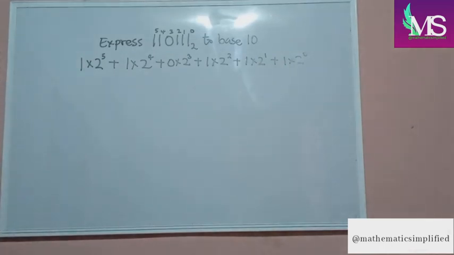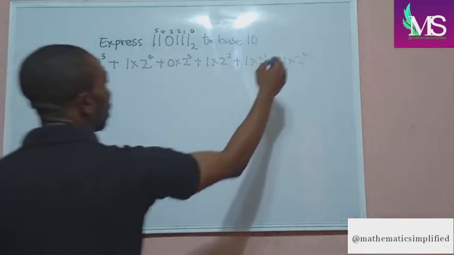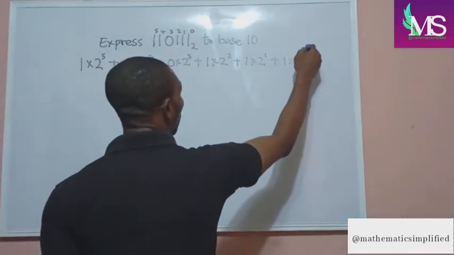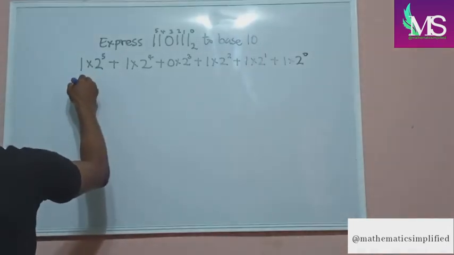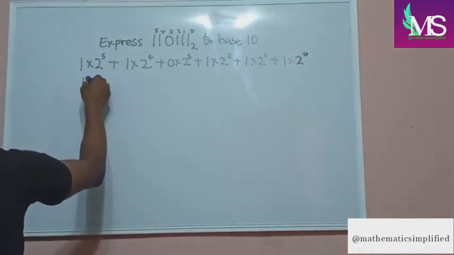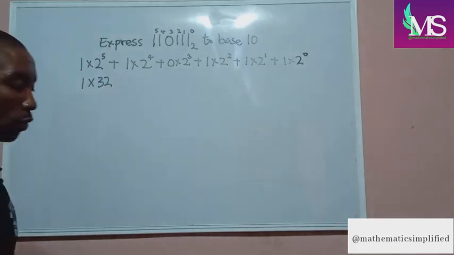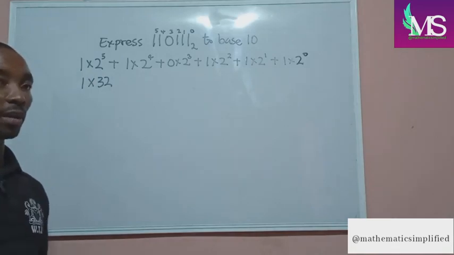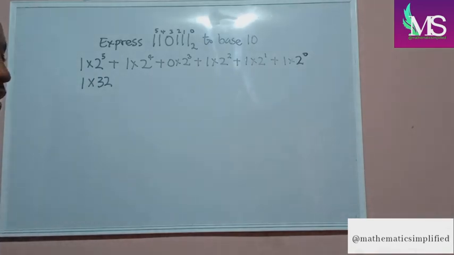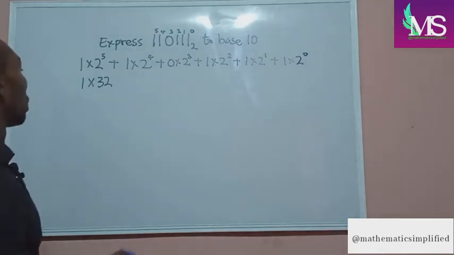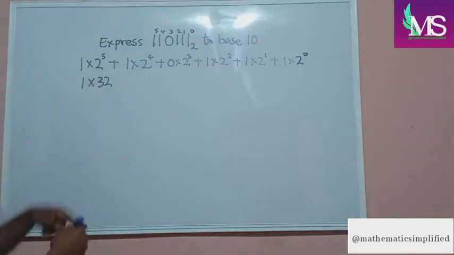Okay, now we are going to expand all this. Now, 1 times 2 raised to the power 5 we know is 1 times 32. 2 raised to the power 5 will give us 32. 2 times 2, 4. 4 times 2, 8. 8 times 2, 16. 16 times 2, 32. So that will be 32.